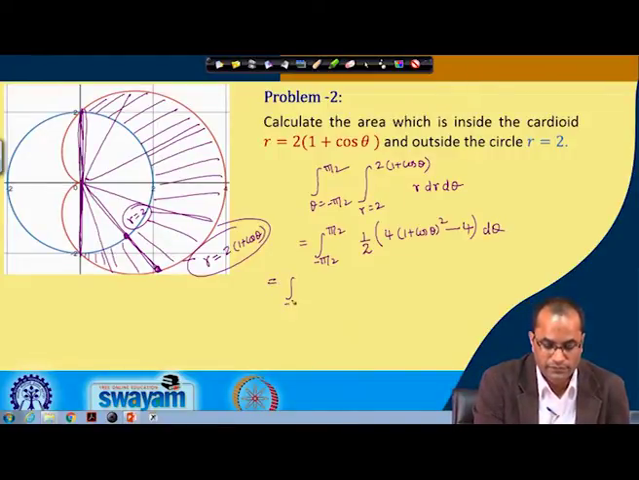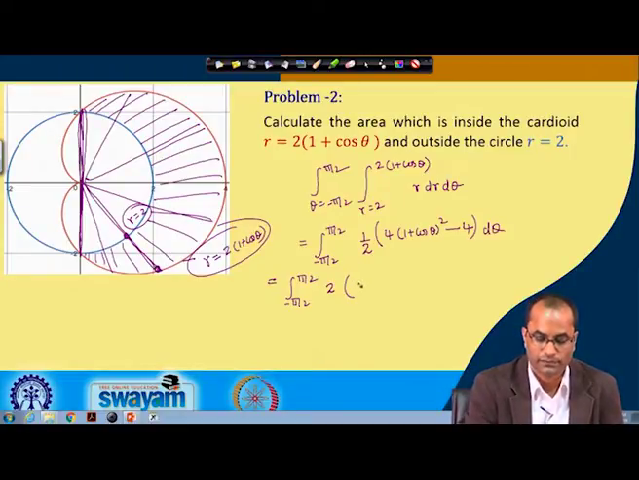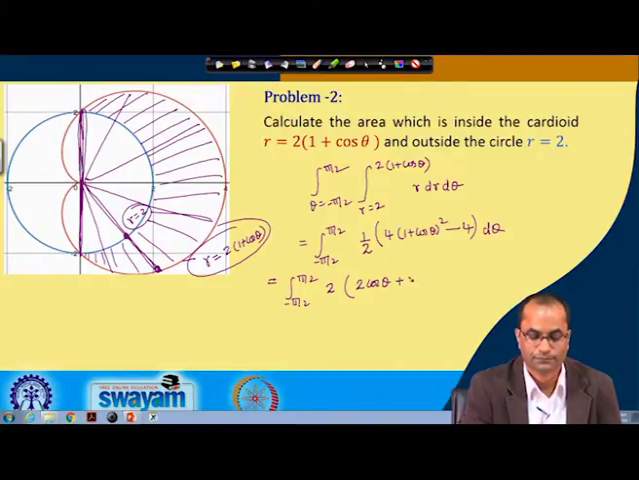So, we have minus pi by 2 to pi by 2, and this 4 we can cancel out. So, we get 2, and this 1 also will be cancelled out, we get 2 cos theta plus there will be a term cos square theta.